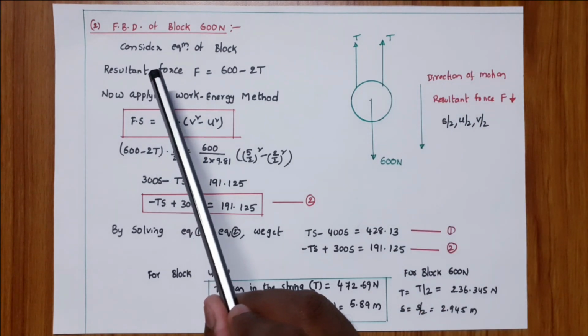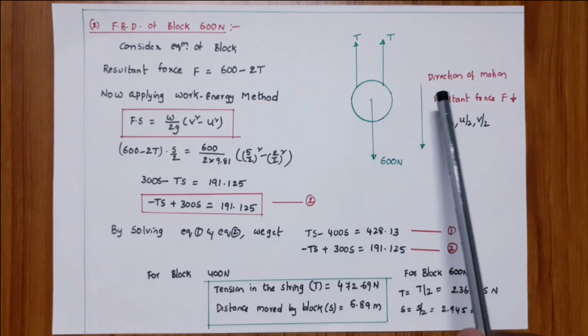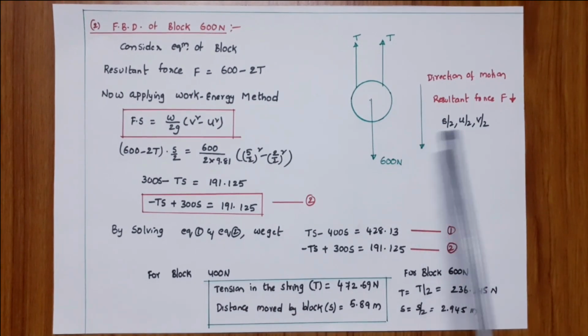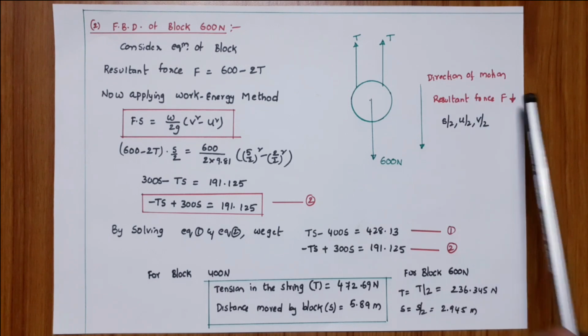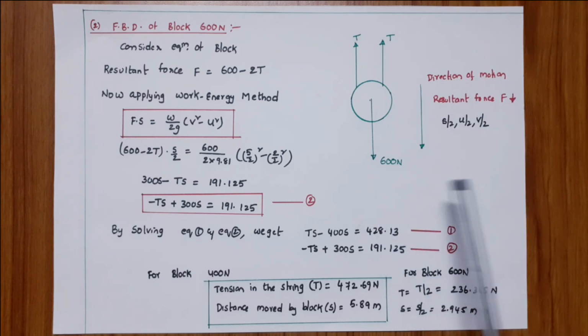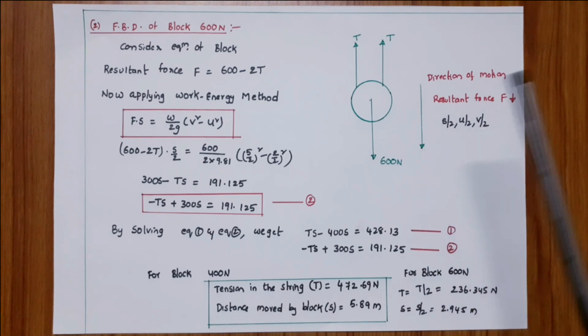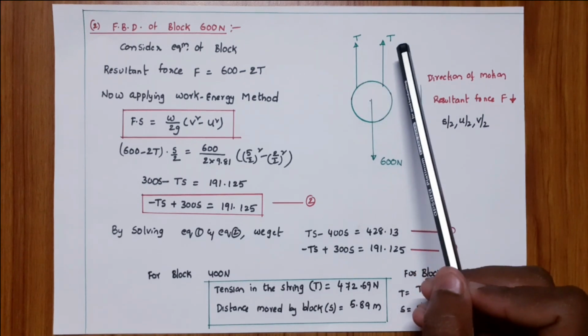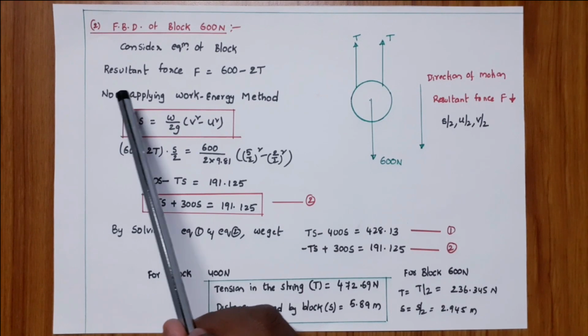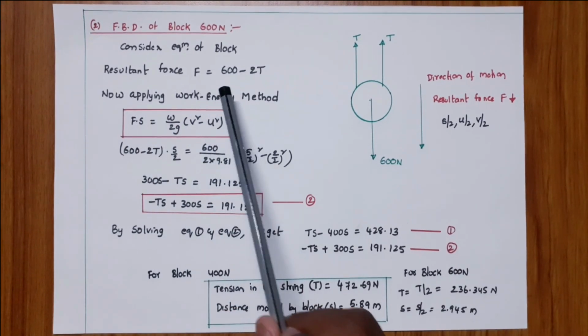Consider equilibrium of the block. What is the direction of motion? The direction of motion is downwards. What is the force in the direction of motion? The 600 Newton is the force in the direction of motion, so it is positive. What is the force opposite to the direction of motion? 2T. So finally the resultant force F equal to 600 minus 2T.